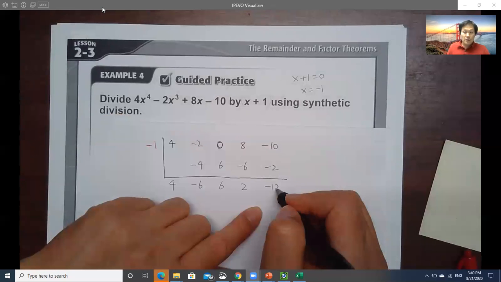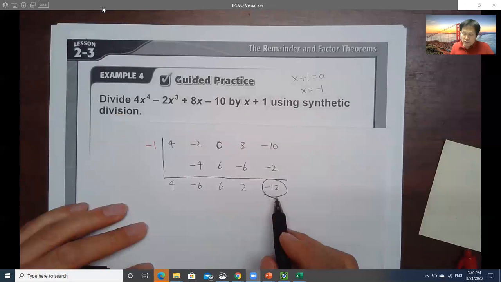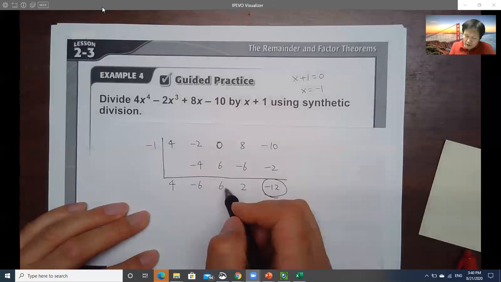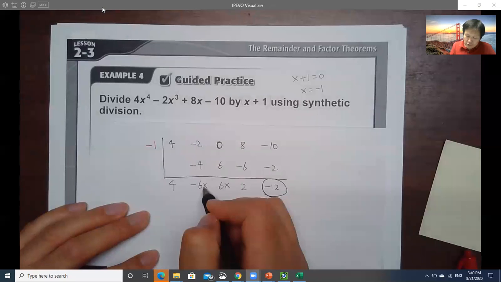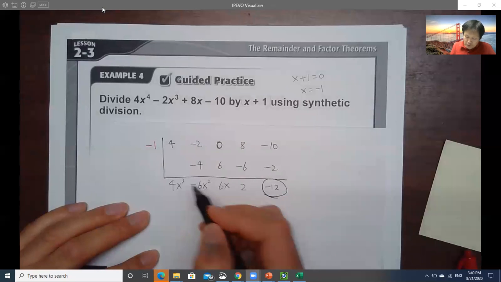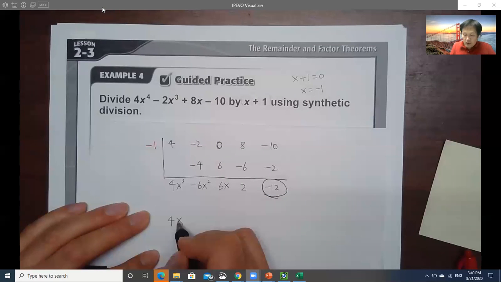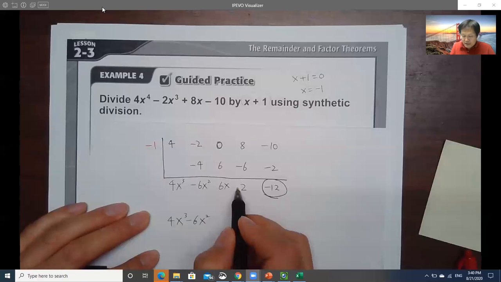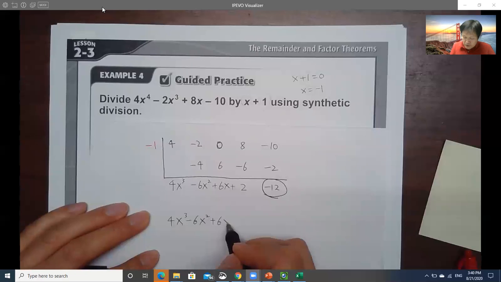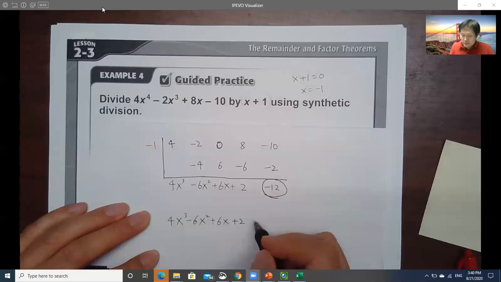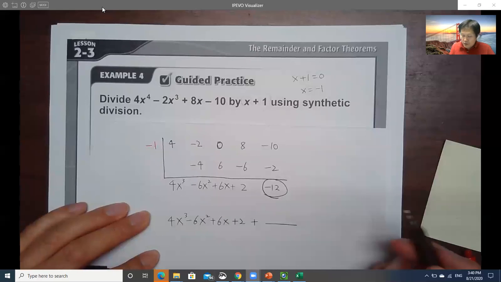Last number is a remainder. Then what do you do with that? Leave it alone. Pro x there, pro x squared there, pro x cubic there. So you write 4x cubic minus 6x squared. If there's nothing there, throw the plus. 6x plus 2, and you get plus fraction. The remainder goes to the top.